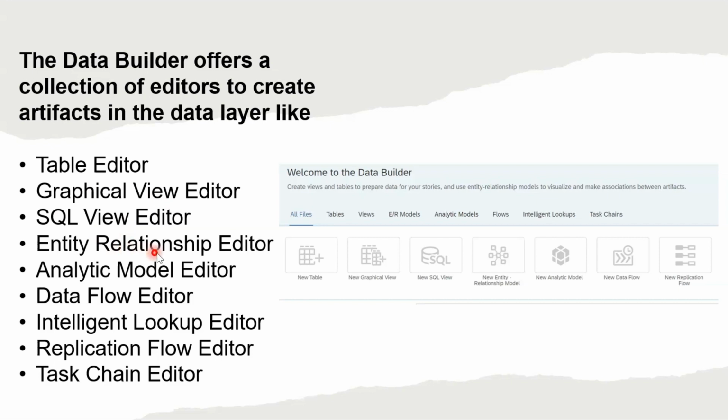Then we have the entity relationship editor, where we can create relationships between different entities within the business area. This we will also discuss later on when we will be creating the entity relationship. Then we have the analytic model. An analytic model should contain at least one key figure or measure, and a dimension. This is used for analytical purposes. So using an analytic model, you can create a report and a dashboard in your SAP Analytics Cloud.